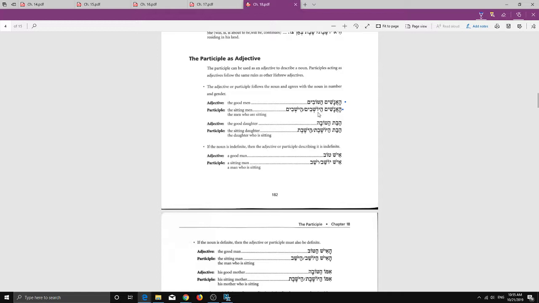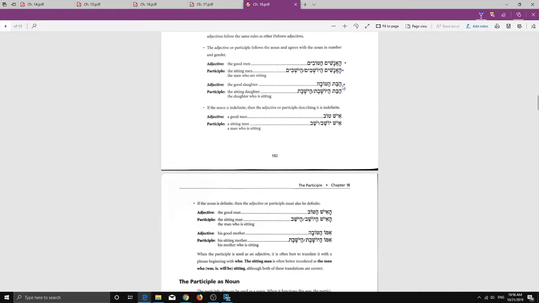Ha'anashim ha'yoshavim. So the men, the residing ones. So the residing men or the sitting men. Something like that. And notice it matches in number and gender, but also with the article in definiteness. Okay? Habat hatova. So the daughter, the good one, the good daughter. Habat ha-yoshevet. So the daughter, the sitting one.